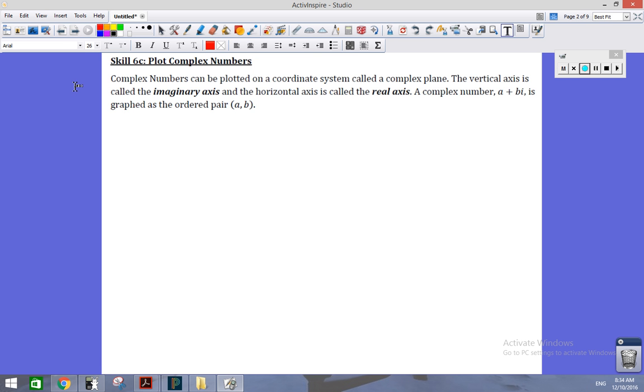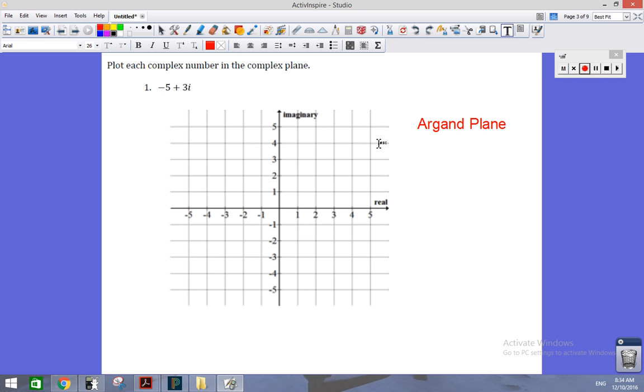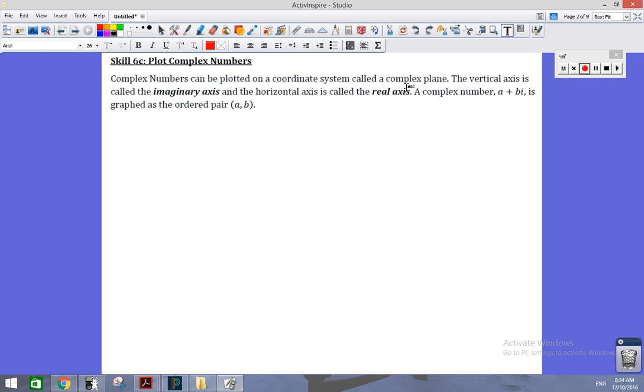Complex numbers can be plotted on a coordinate system called a complex plane. Sometimes it's also called an Argand plane. I've seen that before, and I'm assuming that's in reference to somebody who did groundbreaking work. It's probably named after a mathematician, but I'm not entirely certain of that. That's something that you could look up on Wikipedia, I'm sure.